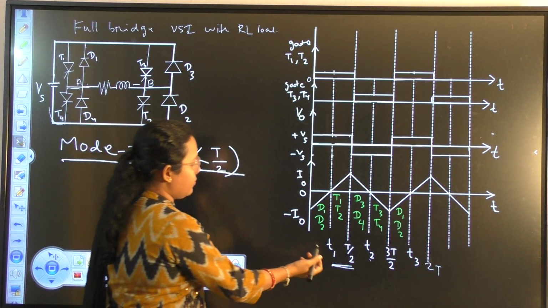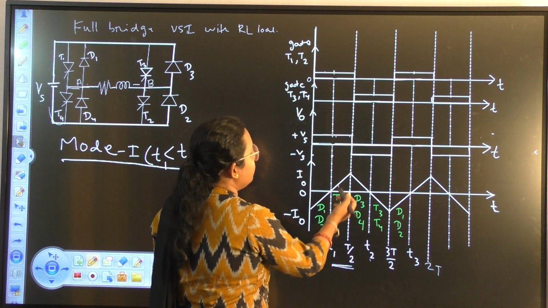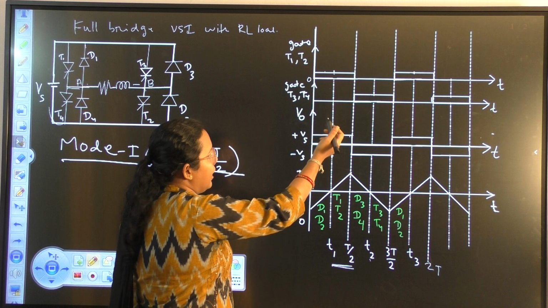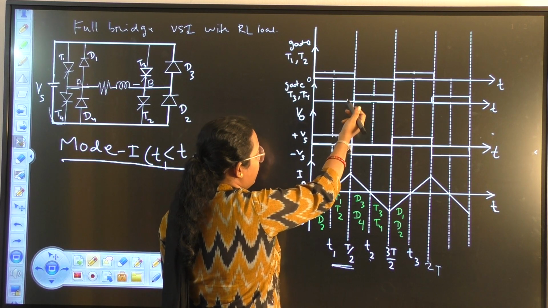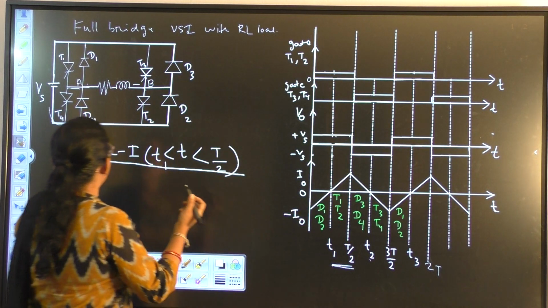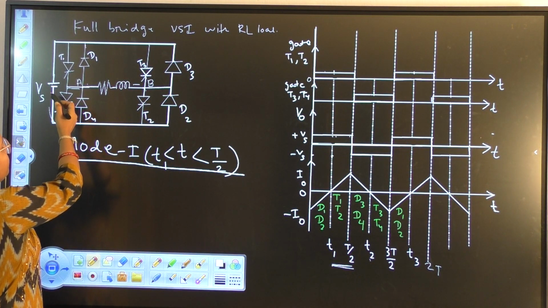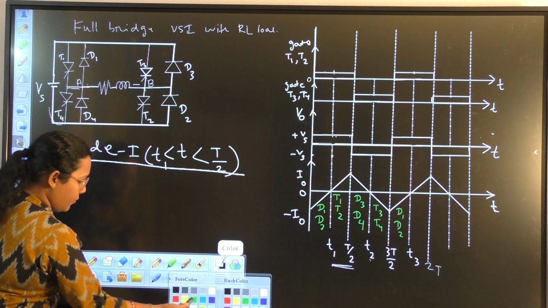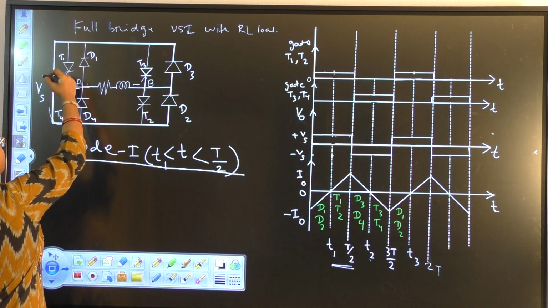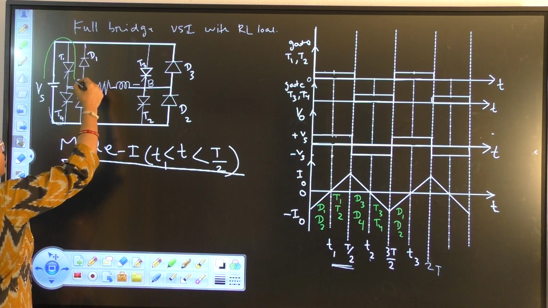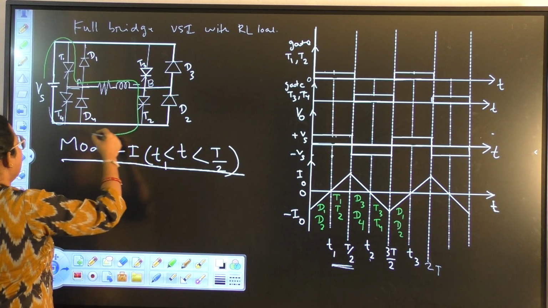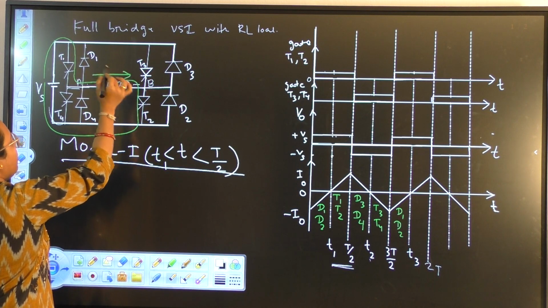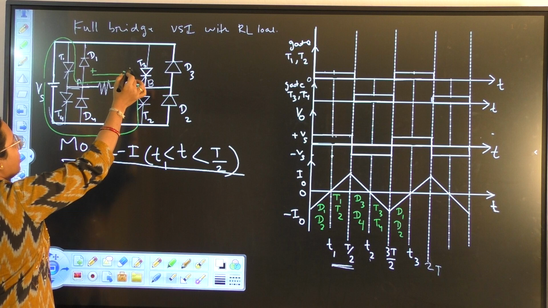At this time, T1 to T by 2, thyristors T1 and T2 are turned on, and T3, T4 are turned off. I am applying a voltage of VS, so current will flow from VS to T1, through the load, then T2, then back to the source. So the current direction will be from A to B.